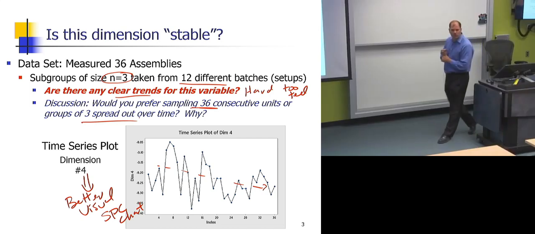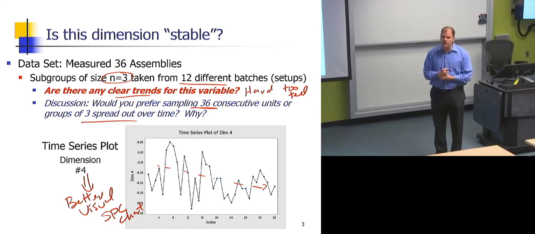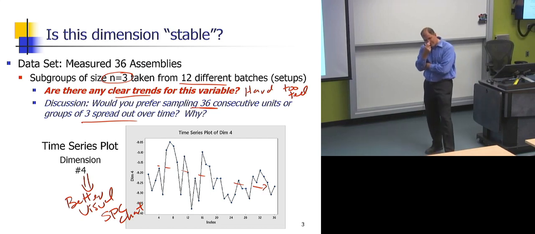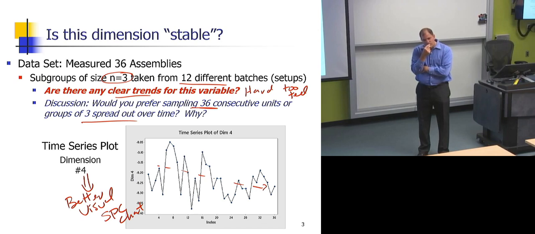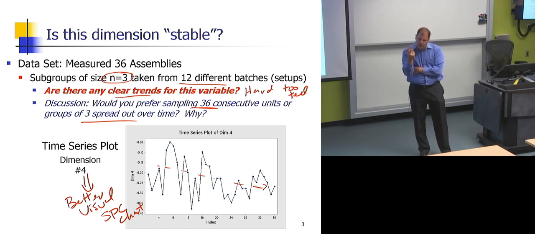All right, as an aside, what do you think makes more sense? Measuring 36 in a row or taking this subgroup of 3 and spreading it out over time? Which one do you think makes more sense? Probably splitting it off into 3 spread out over time, because then you get like variation over the day or like different operators, so you can kind of see different effects. Okay, very good.